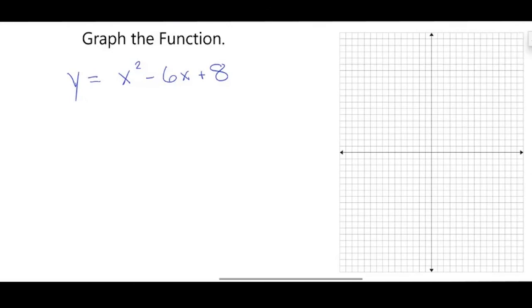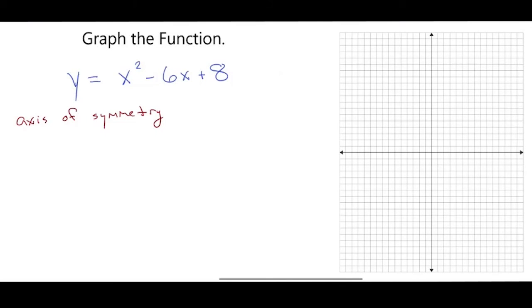Hello again. Today I'm going to show you how to graph the function y equals x squared minus 6x plus 8. So first thing you're going to want to do is find your axis of symmetry. The axis of symmetry is the vertical line that cuts your graph in half, and it will be identical on the left and the right side of your axis of symmetry.